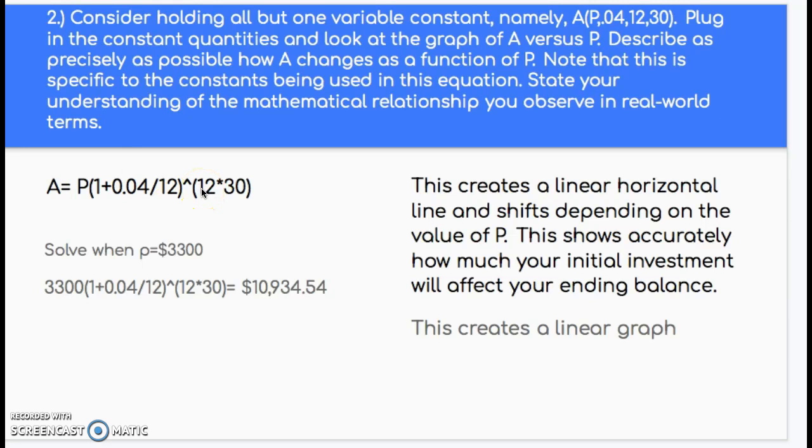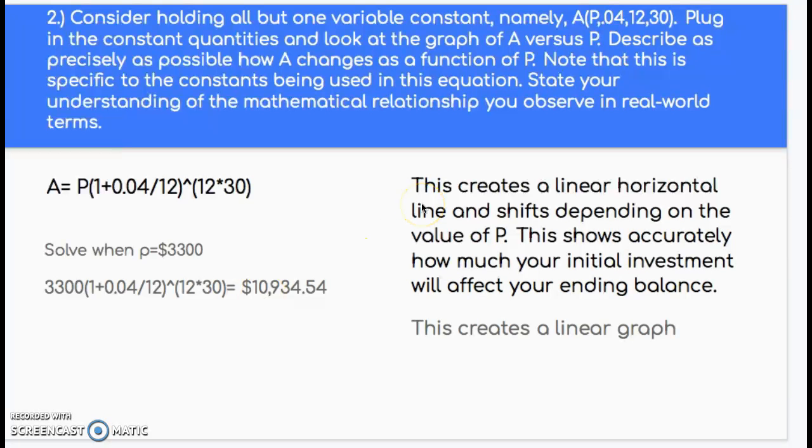Here we're going to hold all the variables constant except one, and we'll do this for each one. To start off, we're going to do P, which is the principal amount. Our example is we changed P to 3,300, so we increased it by $1,000 to see how that's going to affect our future value. We plugged everything in, and our future value is $10,934.54. So that is an increase of $3,313.49. So pretty good increase.